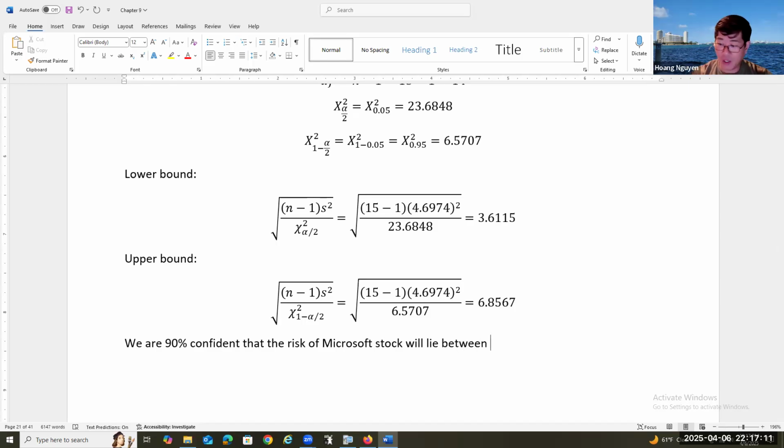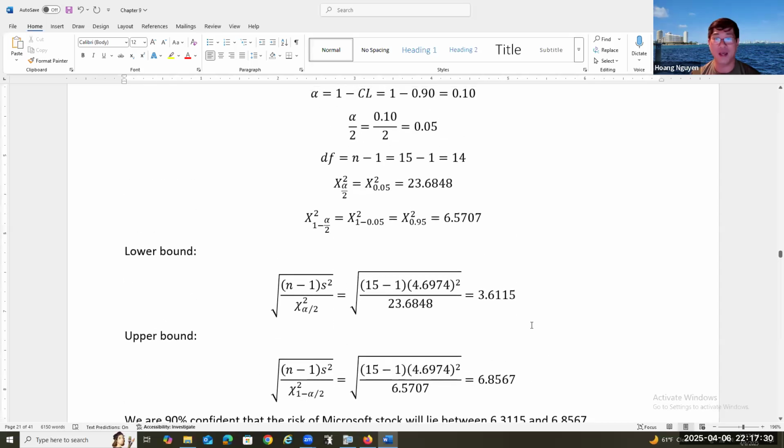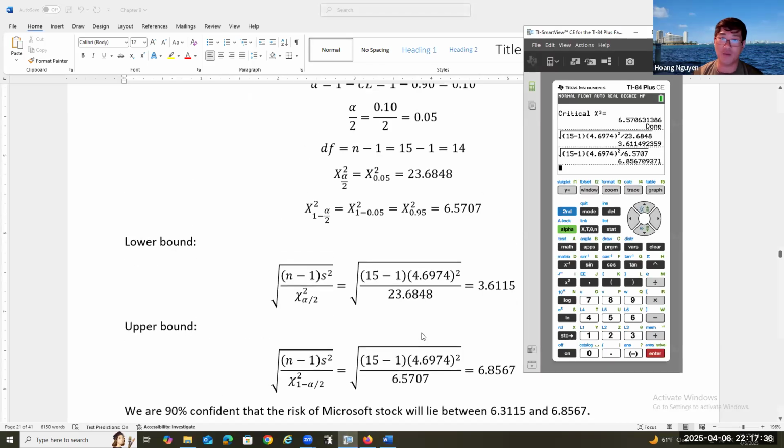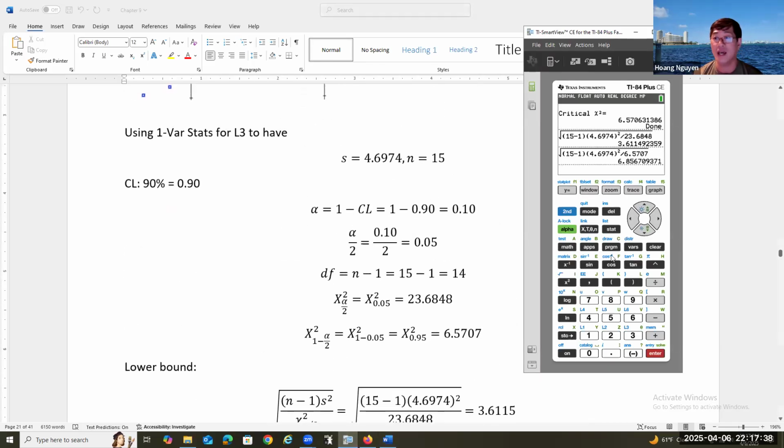the lower bound 3.6115 and the upper bound is 6.8567. Okay. So that's going to be the wrap up for this calculation. We just completed the 90% confidence interval to estimate the population standard deviation. Okay. So before we wrap up this question, let's double check the answer with a shortcut, right? So we do have a shortcut that you might use to double check the answer. And the shortcut we're using is going to be the Math 200B.